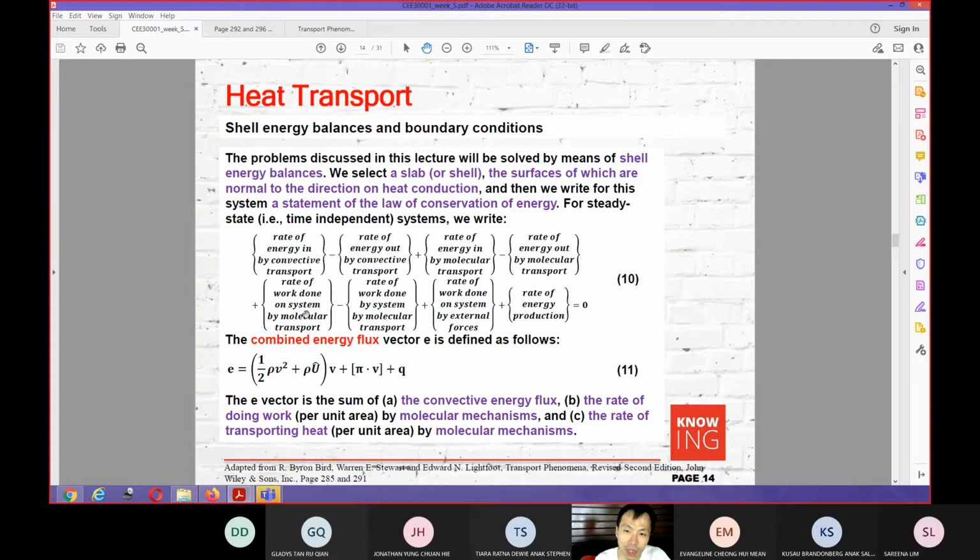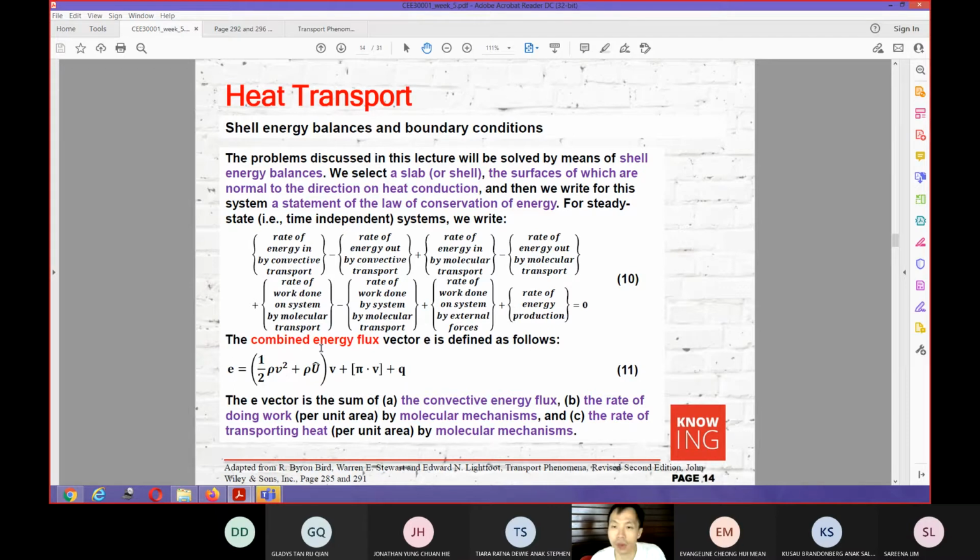If the work is done on the system, then the sign will be plus. If the work is done by the system, it will be negative. If the work is done on the system by the external forces, then it will be positive. And then if there is any energy generated within the system, then that will also be added into the system, then that will be plus. Okay?